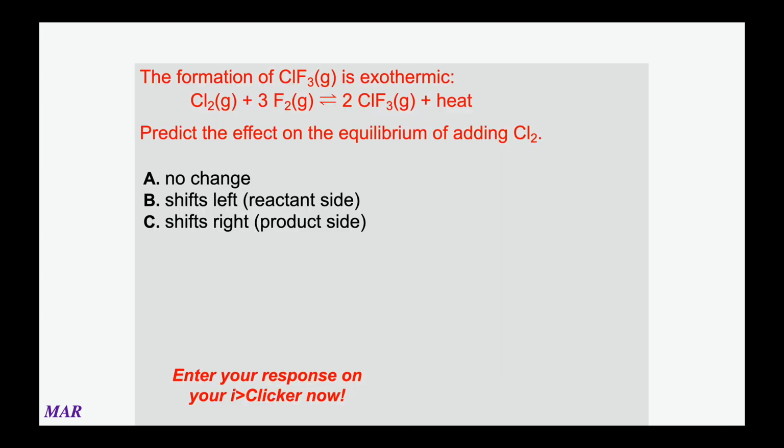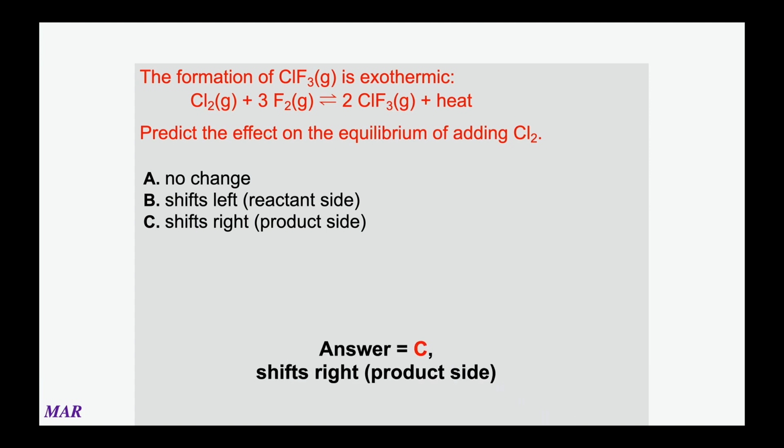So back to this example, chlorine and fluorine making ClF3. What's going to happen if you add chlorine? Well, chlorine is a reactant. It's going to shift to the side opposite of what we added. So in this case, if you add chlorine, you should end up with more ClF3. That's going to be a shift to the product side. And this is exactly what we saw in the video. We added a reactant. The reaction shifted to the product side, shift to the right.